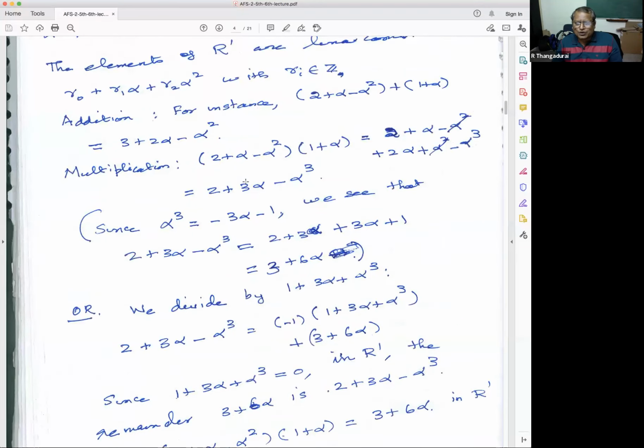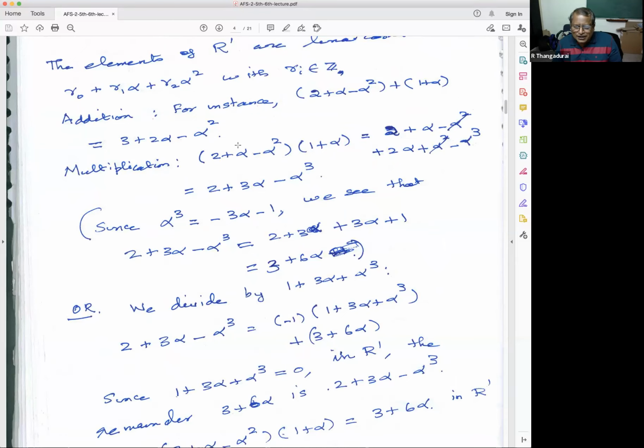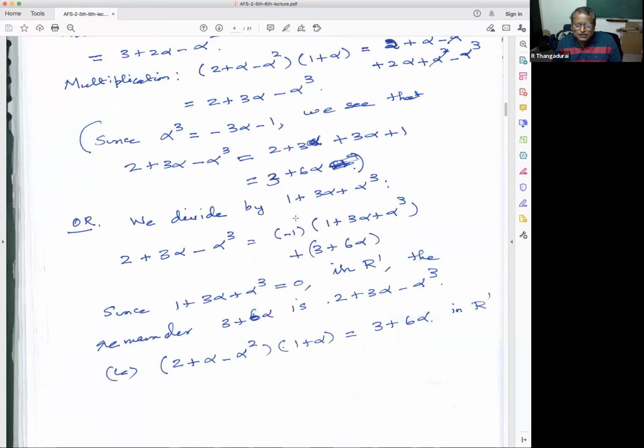You have multiplied. When you multiply these 2 elements, you get this element. This element is divided by that relation 1 plus 3 alpha plus alpha cube. Then you get the remainder. That is the one. This element is the same as the remainder. Okay.